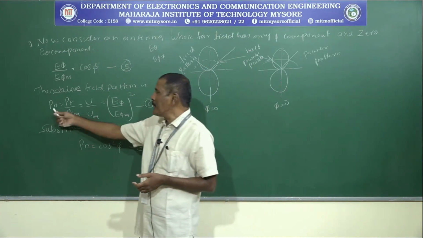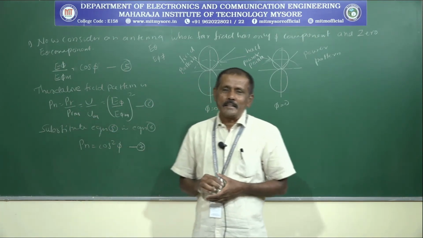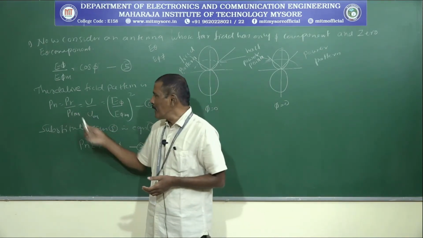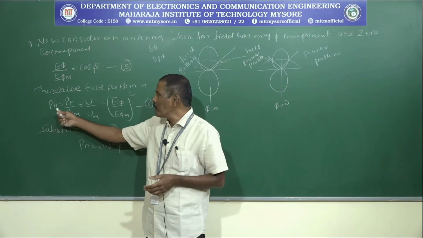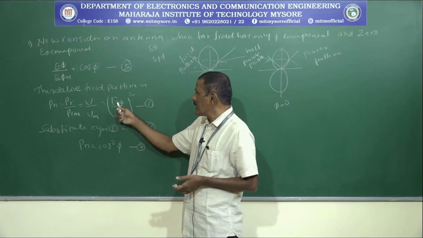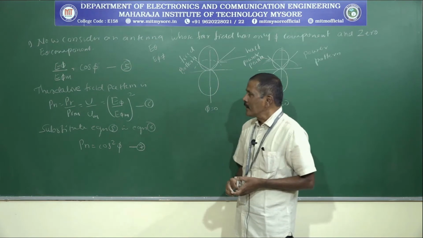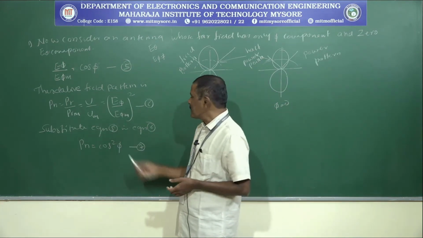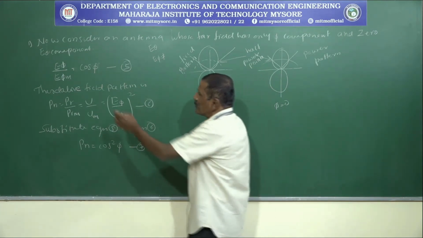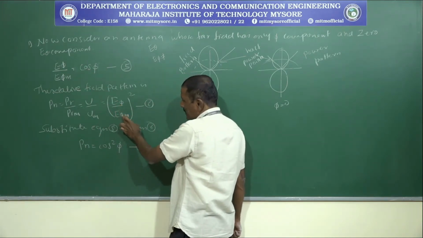Then the relative power pattern Pn equals Pr divided by Prm, where Pr is the radiated power or the Poynting vector. This U divided by Um, you can write as E phi divided by E phi m whole square. Now substitute equation 5 in equation number 6. You know that E phi divided by E phi m is equal to cos phi, and here you have E phi divided by E phi m.